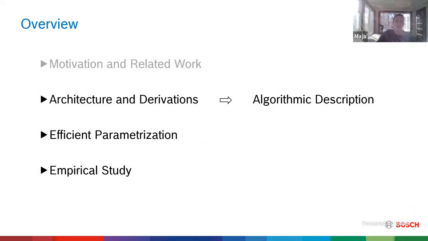Yeah, and so this is basically the outline for my talk. So far I gave a little bit of motivation and an overview of the related work. And now my plan is to dive in and actually discuss the architecture in detail. Based on the derivations, we will arrive at an algorithmic description that tells us how to execute a CRU. I will also discuss an efficient parametrization scheme, and finally show you our empirical studies and our findings.